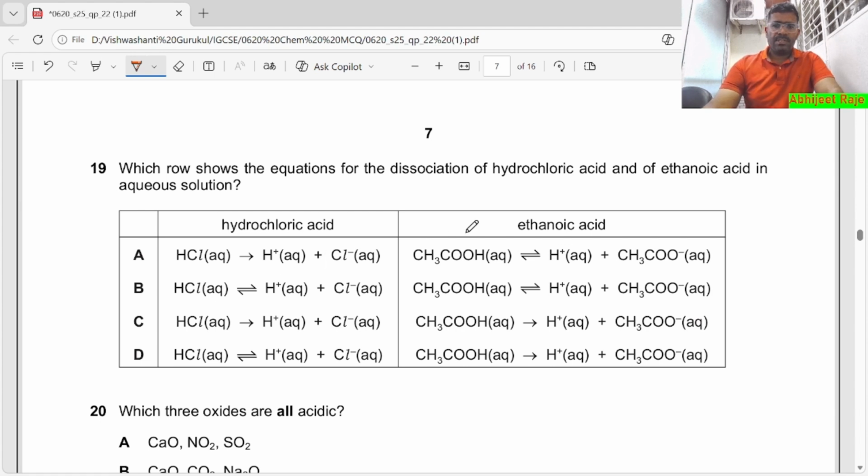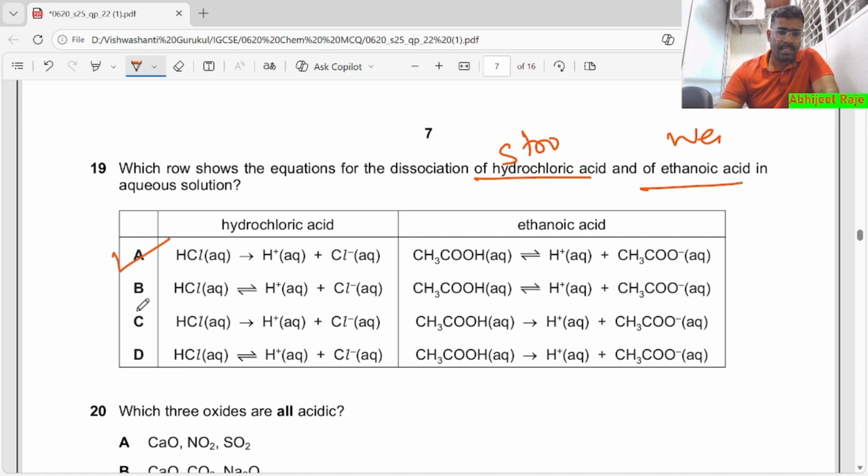Which row shows the equation of dissociation of hydrochloric acid and ethanoic acid? Hydrochloric acid is a strong acid. Ethanoic acid is a weak acid. Strong acid undergoes complete dissociation. So options A and C undergo complete dissociation. Ethanoic acid is a weak acid, undergoes partial dissociation. C, this is not partial. Here it is. A is correct.